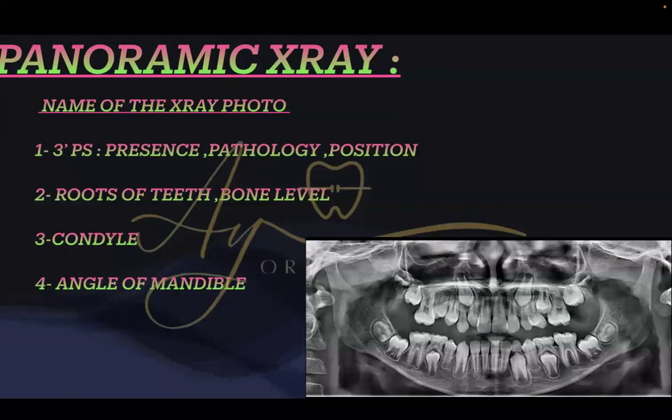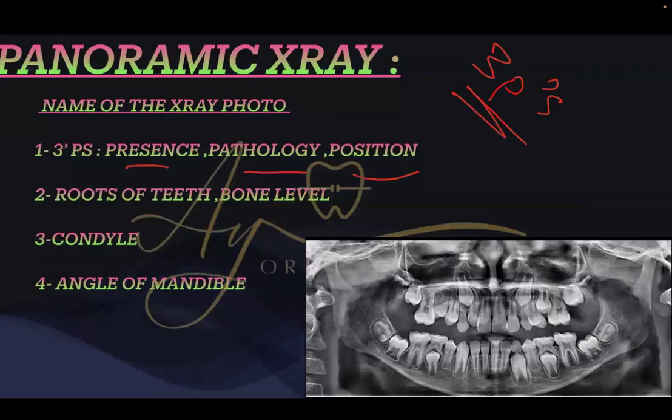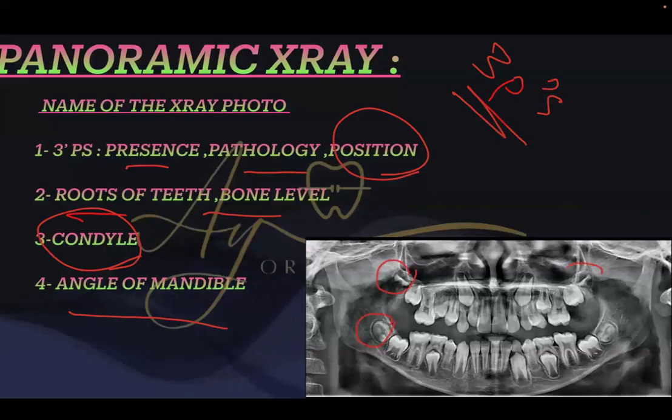You have done the panoramic X-ray so well, okay? But please start with the 3 Ps first, okay? Presence, pathology, and position, then the root and bone level, condyle, angle of the mandible, and the sinus, okay? 8 points, memorize. You are going to talk about 8 points, okay? So here we have a complete set of teeth from 7 to 7, even the 8s starting to appear in their sockets, right? Because according to Bolanos, the 8 starts appearing in the apogee from age 8 to 14, okay?